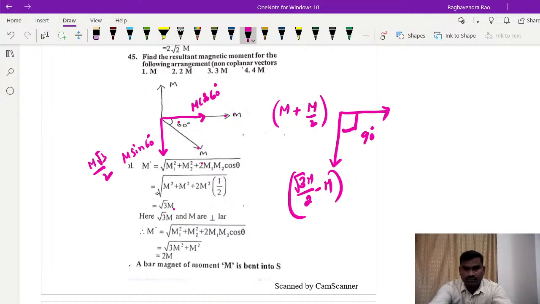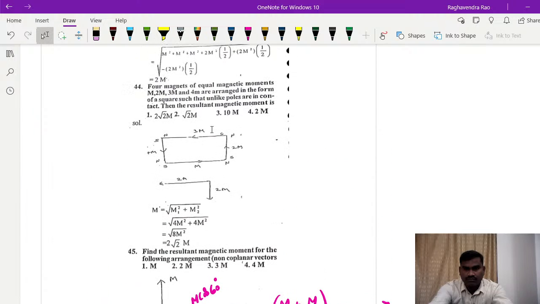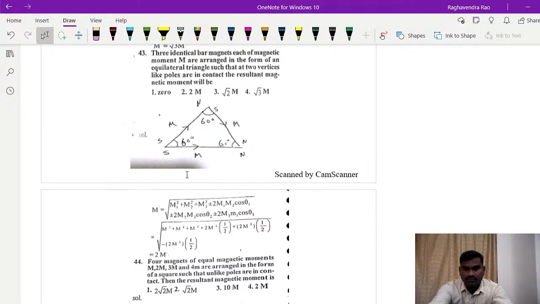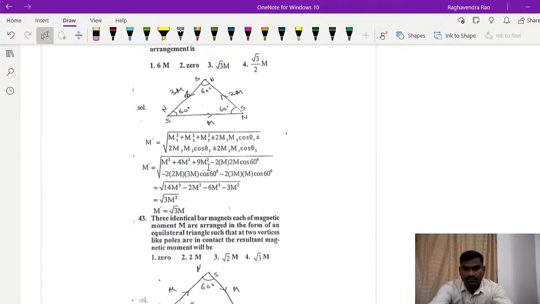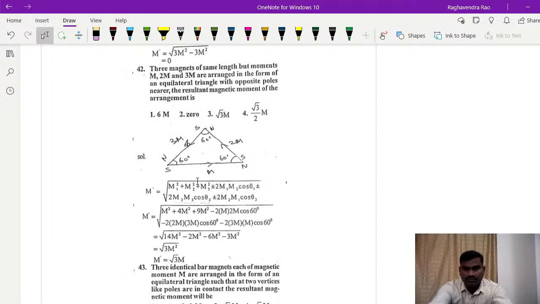So whichever is comfortable for you, that method you can adopt. Okay, I will send this file to you. You can practice these numericals. In the form of square we already discussed, in the form of triangle we need to discuss, we already discussed as cases.